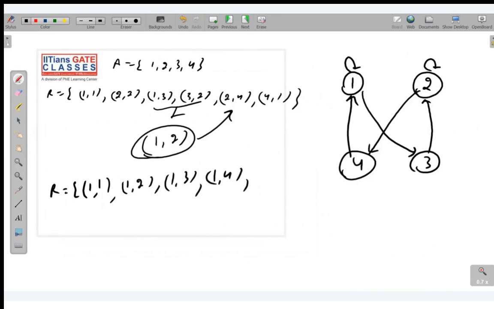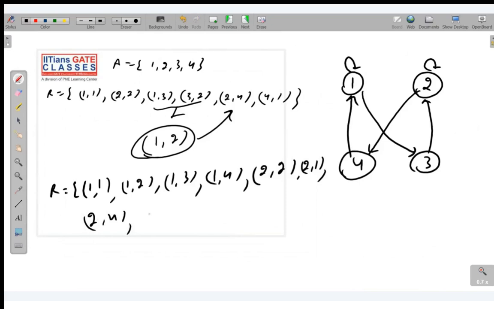Now for 2. 2 to 2. This is a very beautiful shortcut. 2 to 2 is over. 2 to 1, yes, we have a path. 2 to 3, I think we don't have a path. No, we do not have it. 2 to 4, yes.